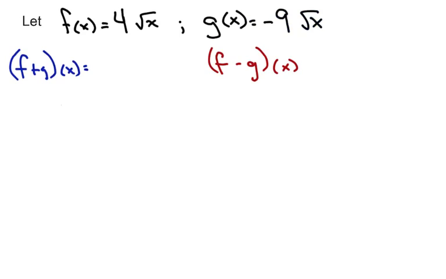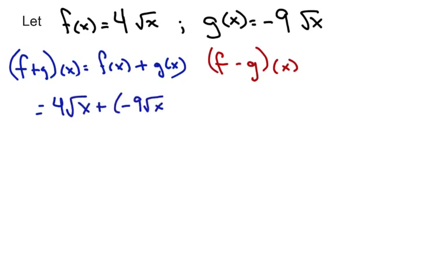So let's let f of x equal 4 root x and g of x is negative 9 root x. If we want to add those two together, remember we're taking f of x and adding g of x. So we take 4 root x and add to it negative 9 root x. When we combine like radicals, we leave the radical the same, and all we do with the coefficients is add them together. We'll combine 4 plus negative 9 and we'll get negative 5 root x's.